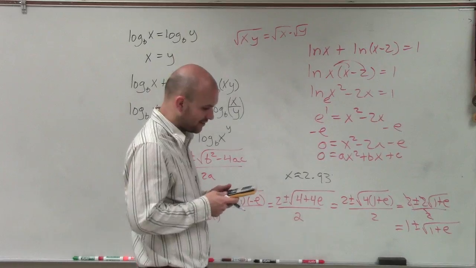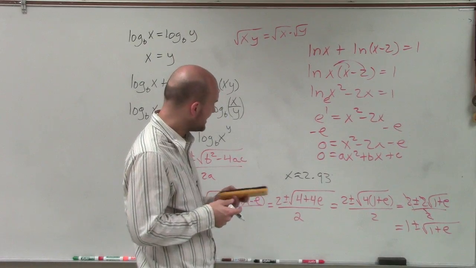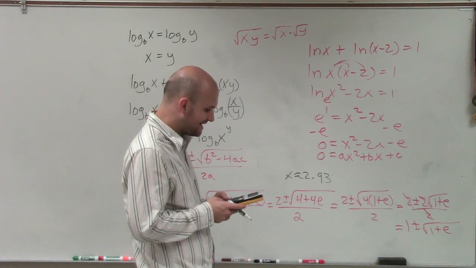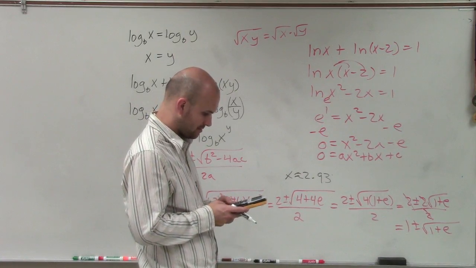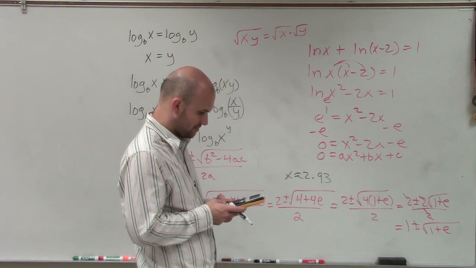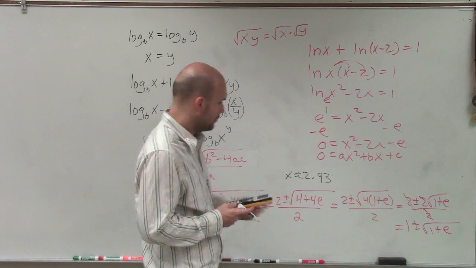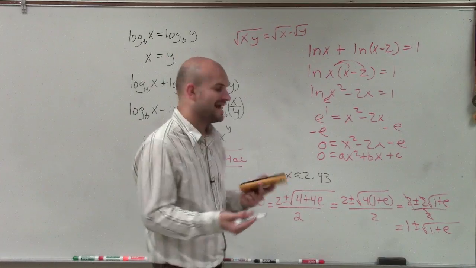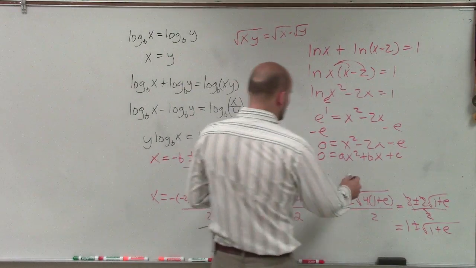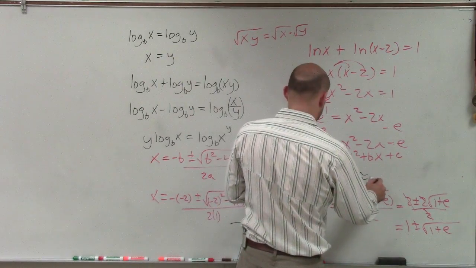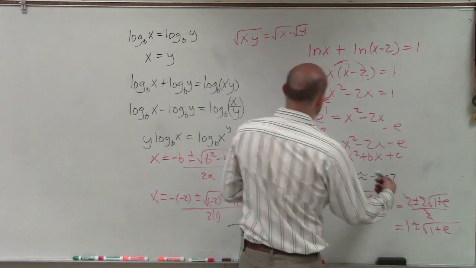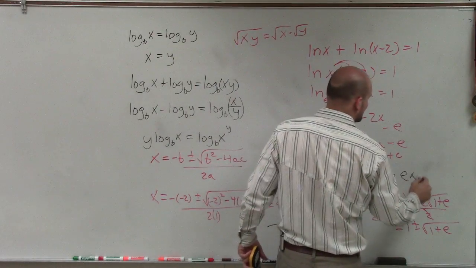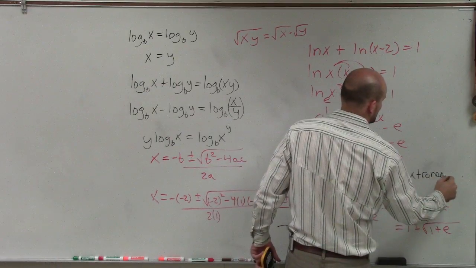Now, the next thing I can take a look at is, what about if I do subtract? So if I do 1 minus the square root of 1 plus e, I'm going to have a negative 2.37. And I know that x is approximately negative 2.37. Well, I can't plug that in for x on either one of those, ladies and gentlemen. So this example is extraneous.